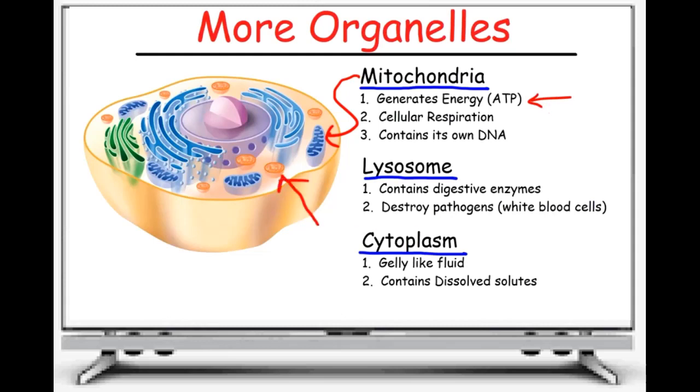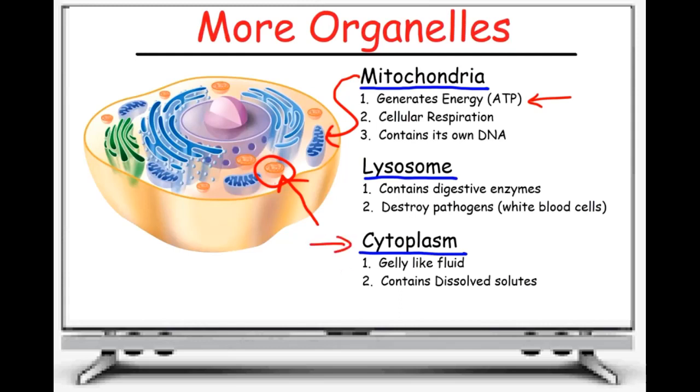Now the lysosome, which is here, its purpose is to break down food. It contains digestive enzymes, and in white blood cells, it can also destroy pathogens. When a white blood cell engulfs a pathogen in a process known as phagocytosis, the lysosomes in those white blood cells can break down those pathogens or disease-causing agents into smaller stuff that can be used or recycled by the cell. Next up, we have the cytoplasm.